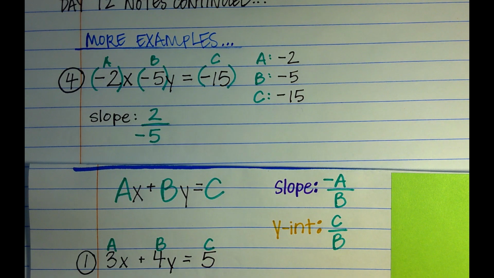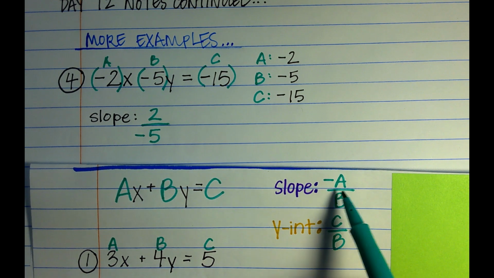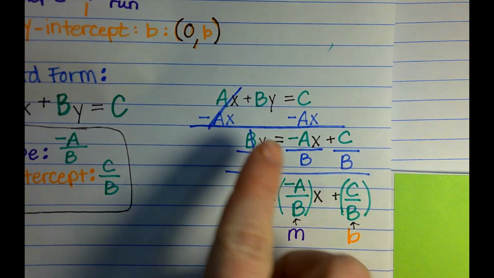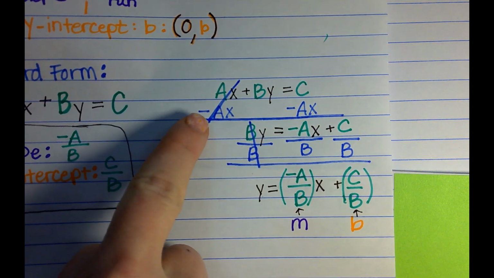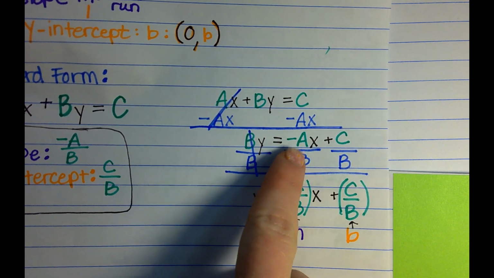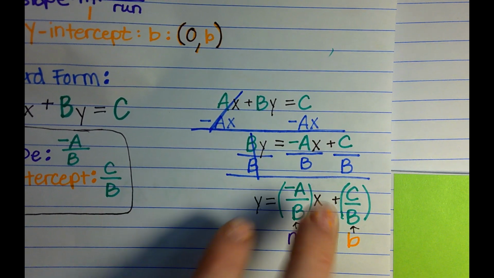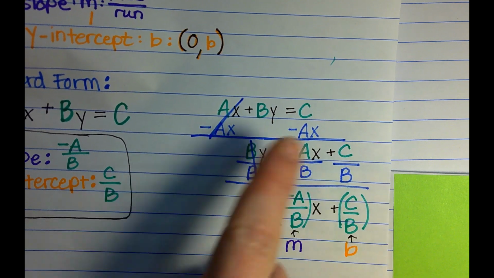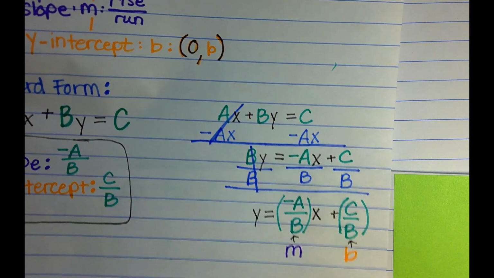B, if it's negative, it stays negative. If it's positive, it stays positive. C, if it's positive, it stays positive. If it's negative, it stays negative. A is the only one that's different. And the reason for that is because if you notice, whenever we rearranged the equation, A is the only one that gets subtracted to the other side of the equation. So that's why it ends up being negative A. You see that? That's where that came from. B, we just divide. That's why B stays the same. C doesn't move. That's why C stays the same.